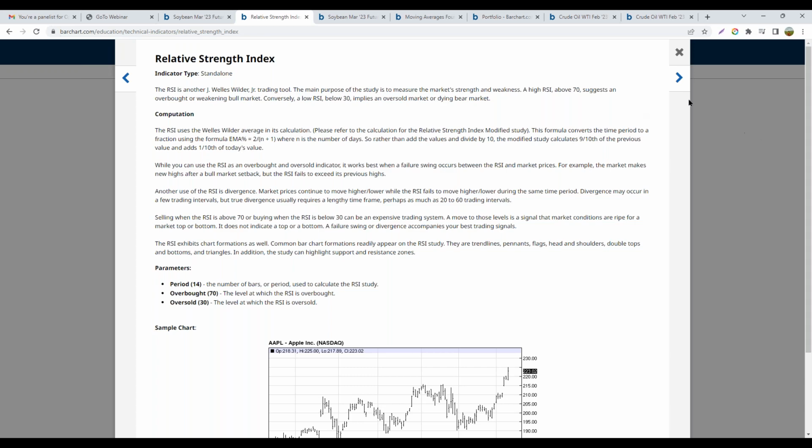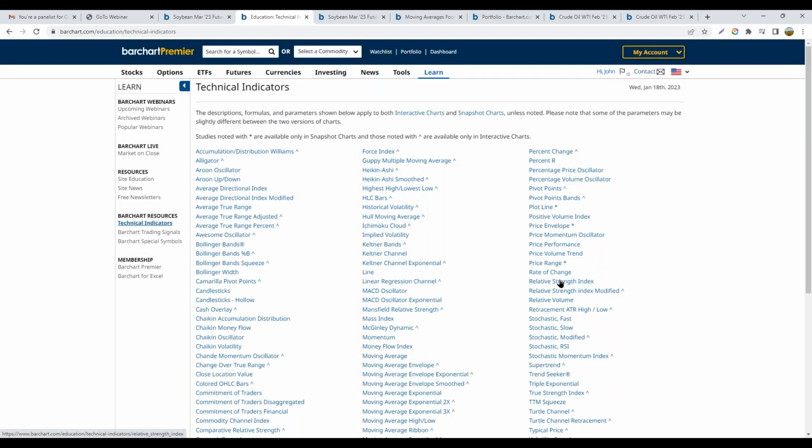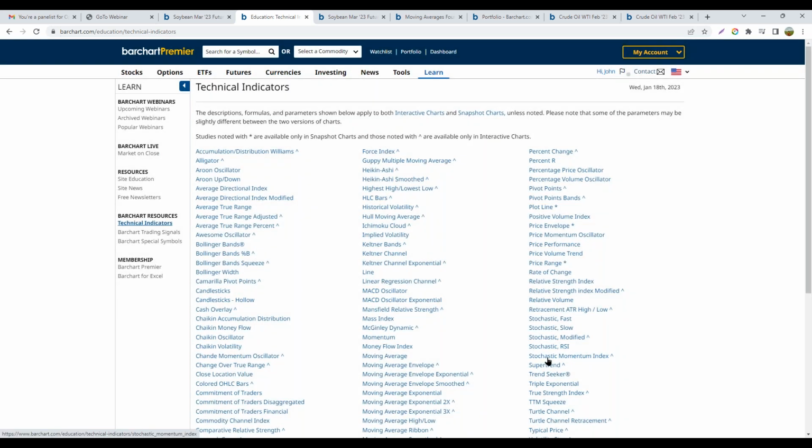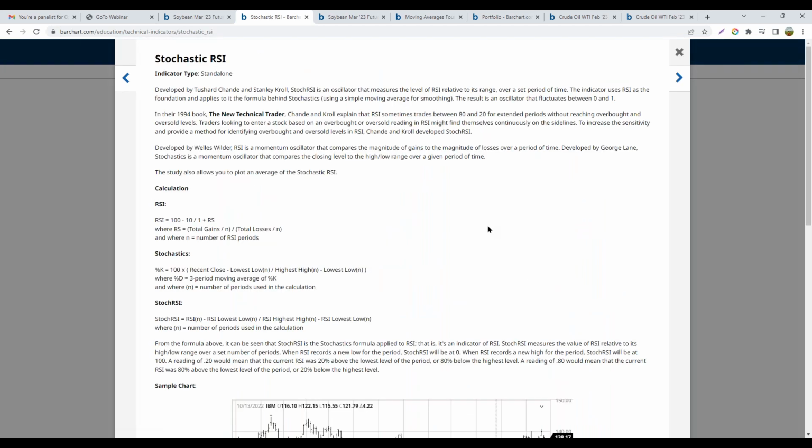Some of you might also be familiar with stochastics. Fast or slow, doesn't matter to me. Again, another momentum indicator that is going to help us identify overbought and oversold conditions. But I bet a lot of you are not aware of a technical indicator that's called the stochastics RSI. Now, what is this one? Well, it's exactly what it sounds like. This is a stochastic of RSI.